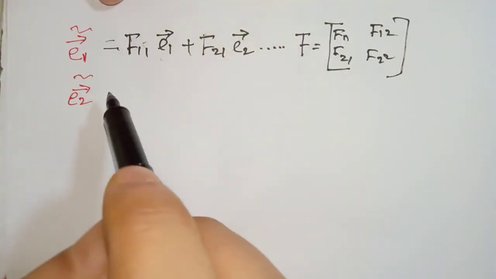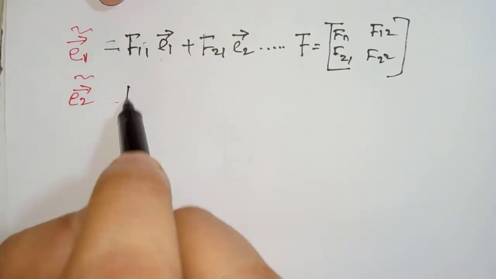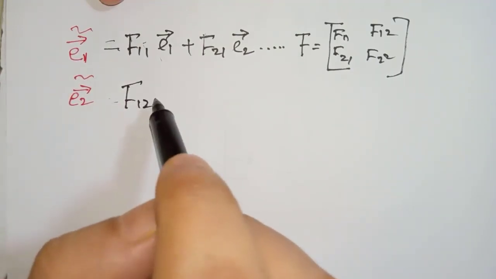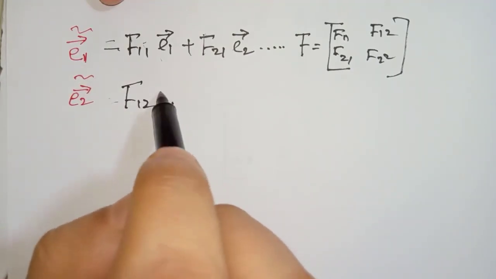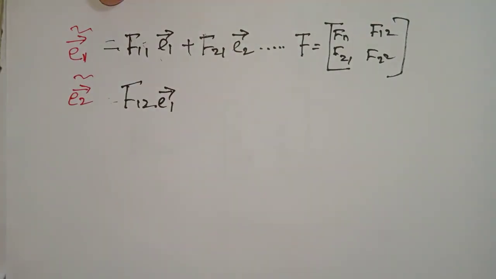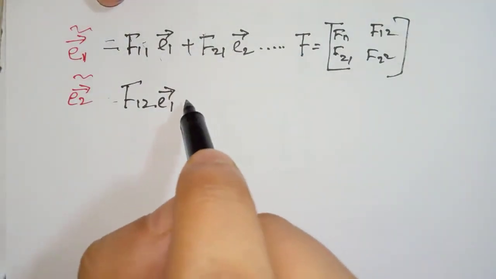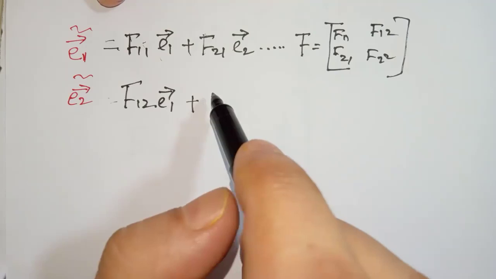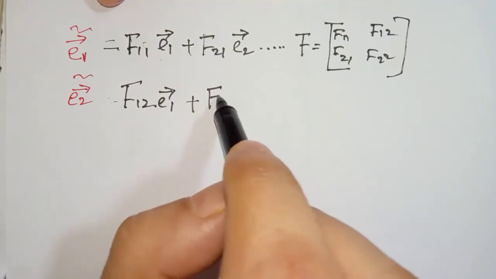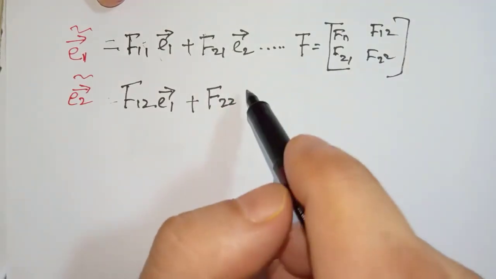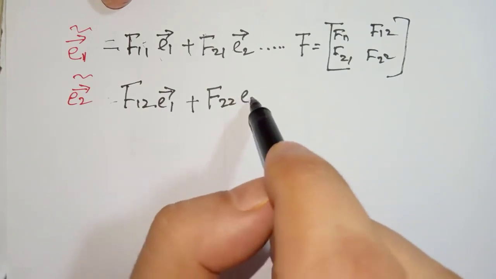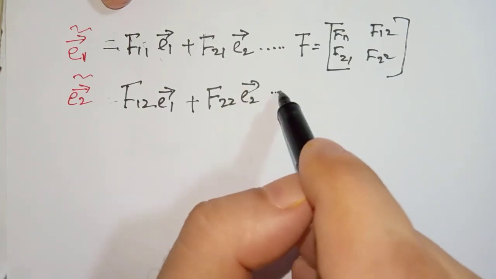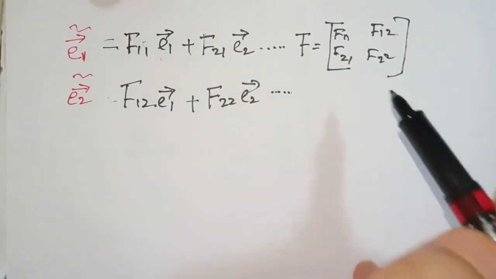Now if you want to make it for E2, it would be F12 and then E1, right? I'm not putting the blue color, so just take it that it is this one, because it will take a lot of time changing the pen. And this will be F22, from 21 to 22, and E2, right? And it would continue something like this. This would give you the matrix.